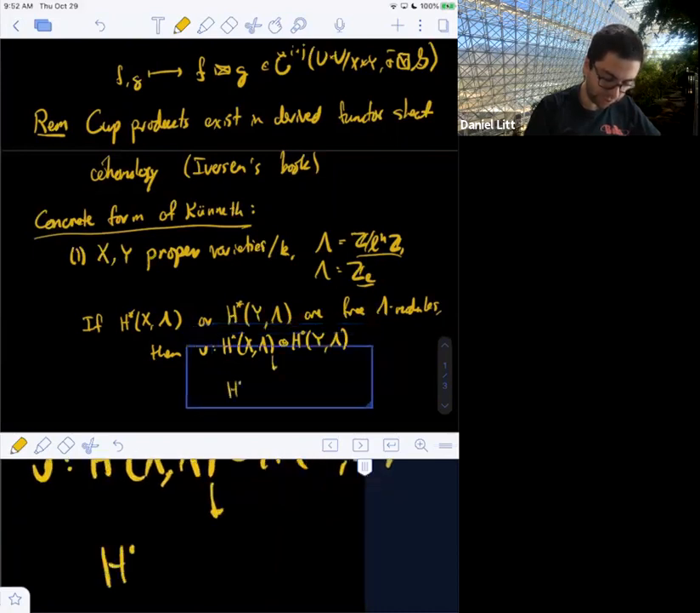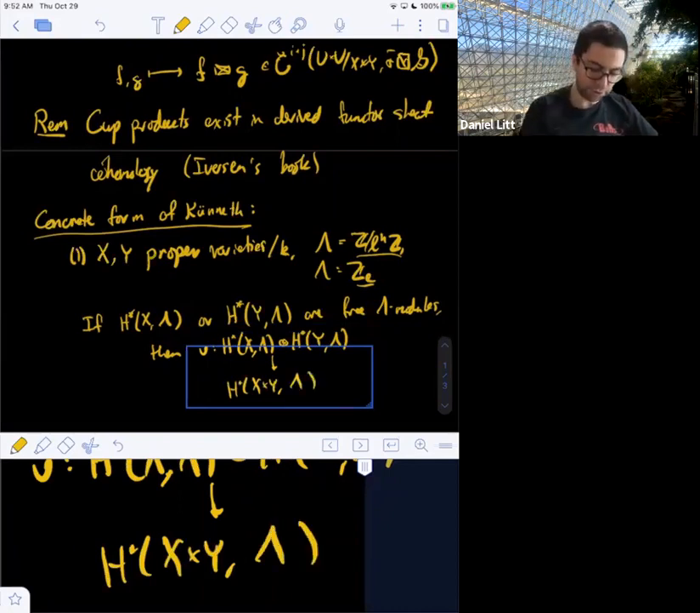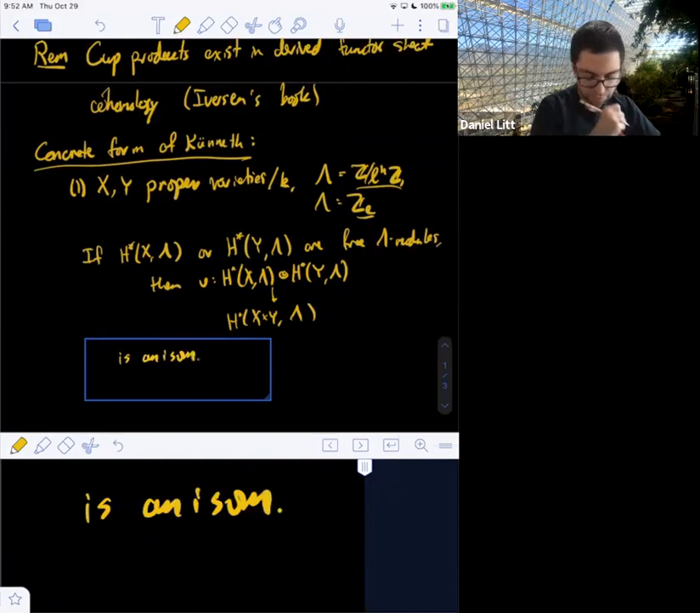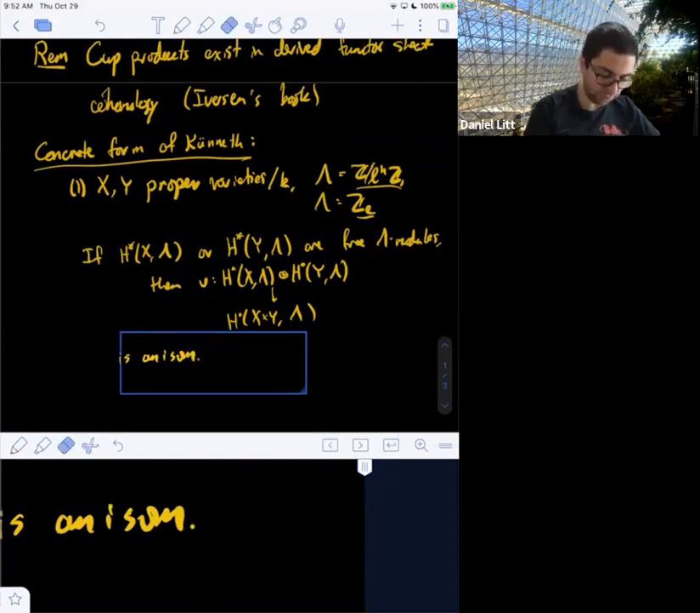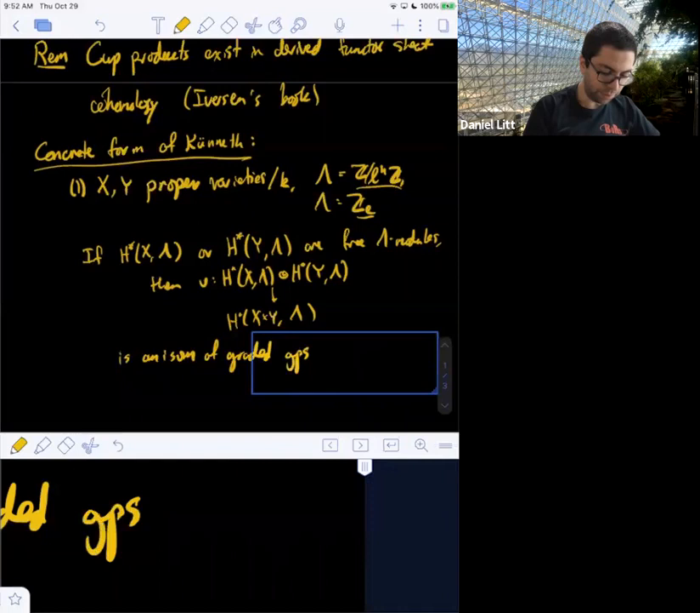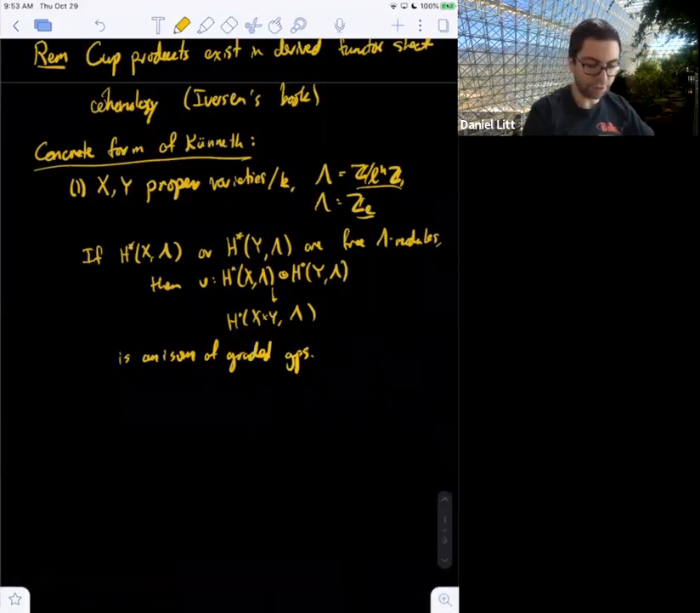It goes to H star of X times Y. Well, the box tensor product of lambda with lambda is just lambda. So it goes to this. Then this is an isomorphism of graded rings even. Well, let's just say graded groups for now. But if you think for a little bit, you'll see that we define the cup product. So I claim these things are actually rings now. Let me say a word about that.